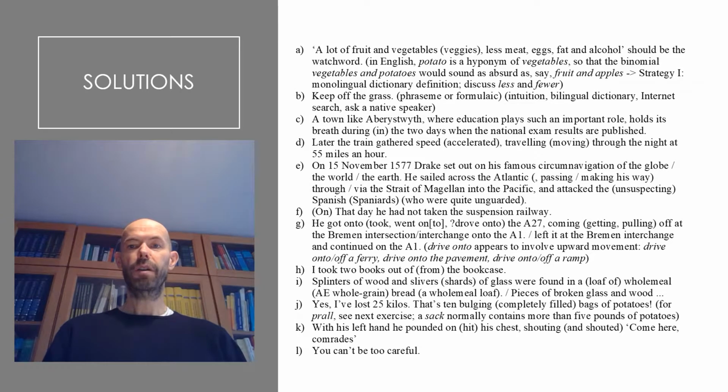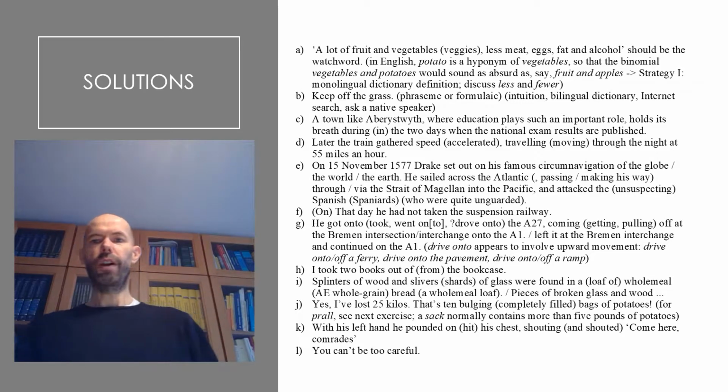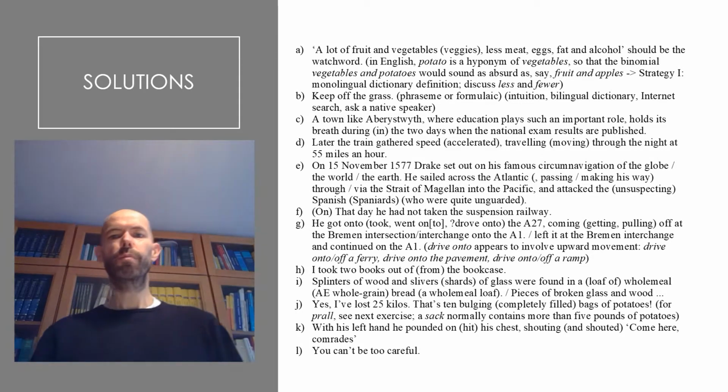Right, let's have a look at my translation proposals for these sentences. The first sentence went something like "viel Obst und Gemüse und Kartoffeln, weniger Fleisch, müsste die Devise lauten." So this is nutrition advice. I already gave you the phrase should be the watchword, so you were able to concentrate on the translation of Gemüse und Kartoffeln. Well, English splits up reality differently here and subsumes potatoes under vegetables. So there wouldn't be much point in saying vegetables and potatoes. Vegetables on its own is quite sufficient. So a lot of fruit and vegetables, or veggies, less meat, eggs, fat and alcohol should be the watchword.